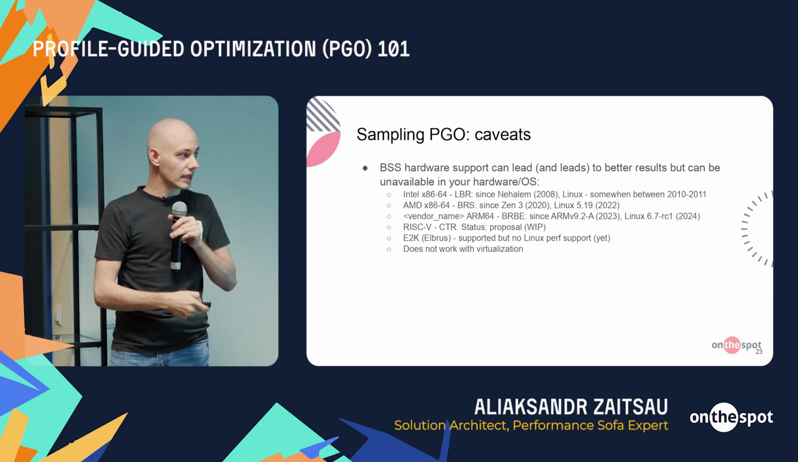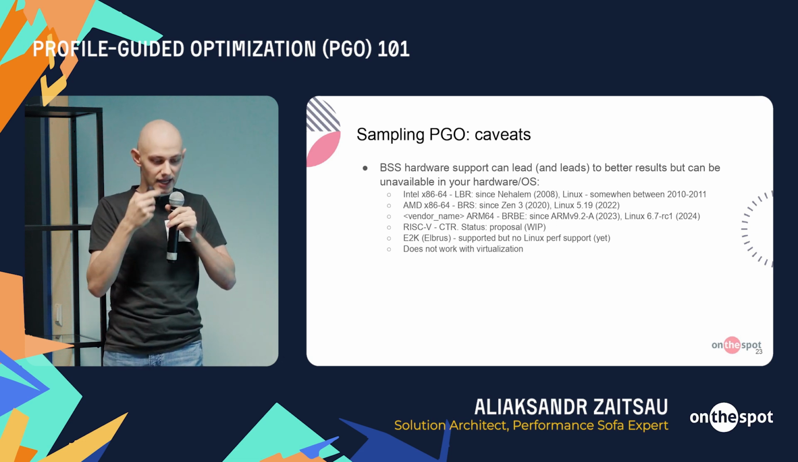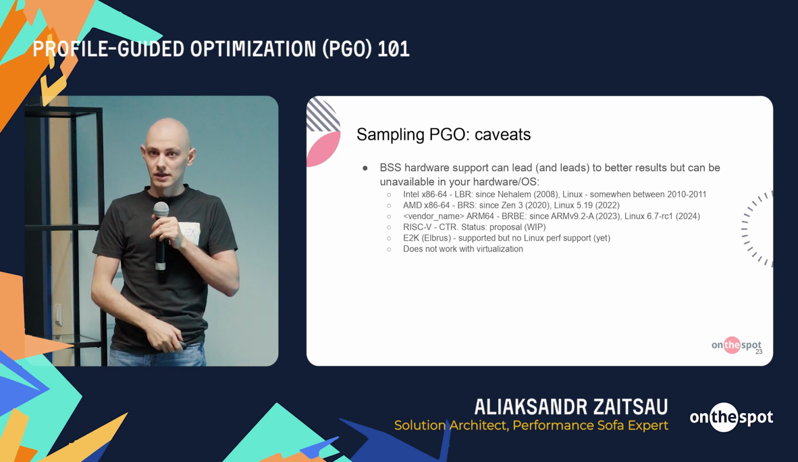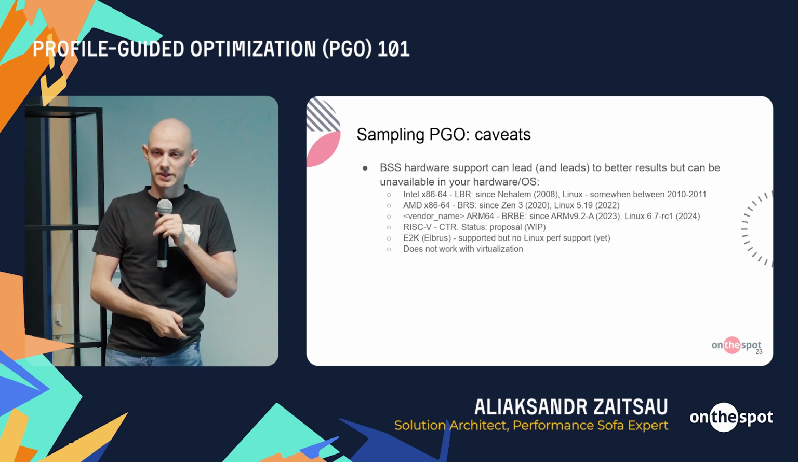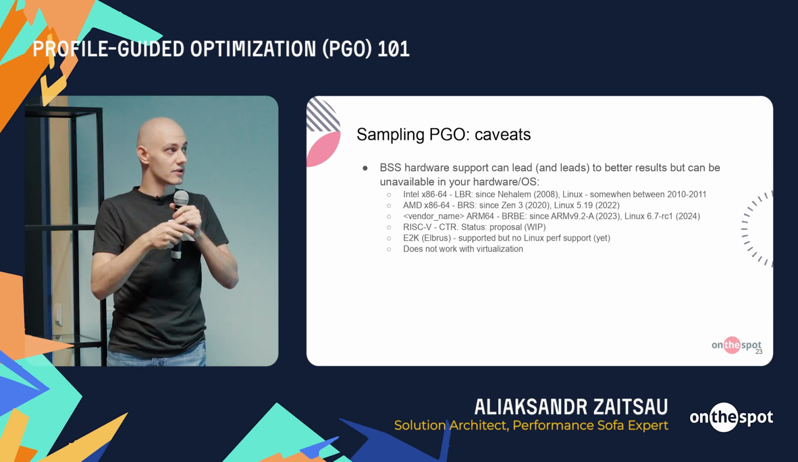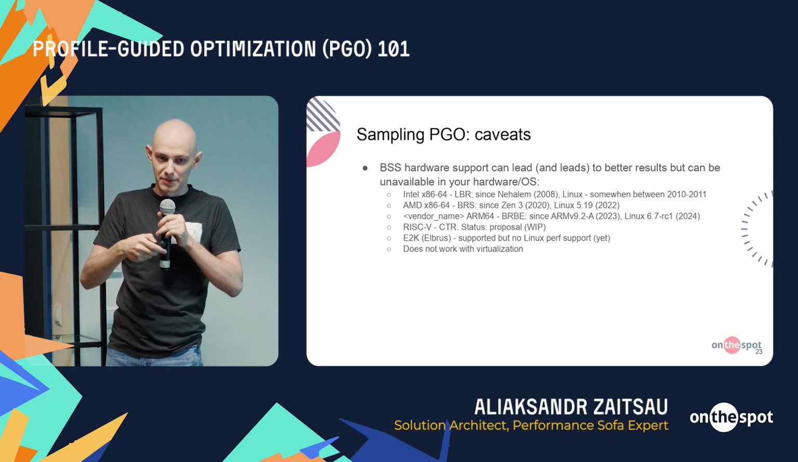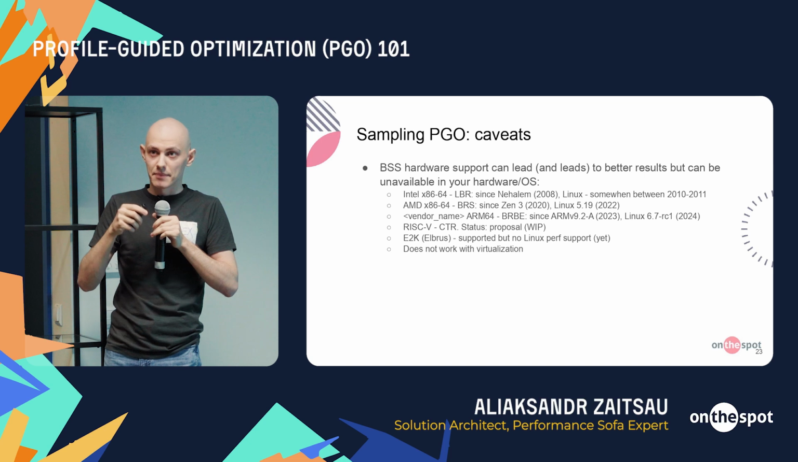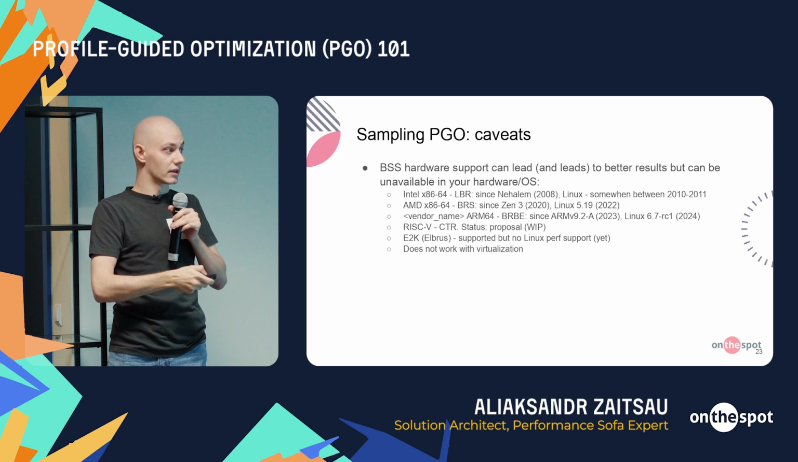And one of the most critical limitations here is that sampling BRS doesn't work in virtual environments. Modern hypervisors like KVM or VMware, as far as I know, don't try to virtualize the special registers which are used for BRS. So actually, you can use sampling PGO without BRS, but it will be less efficient. Not critical, but be aware of this detail.